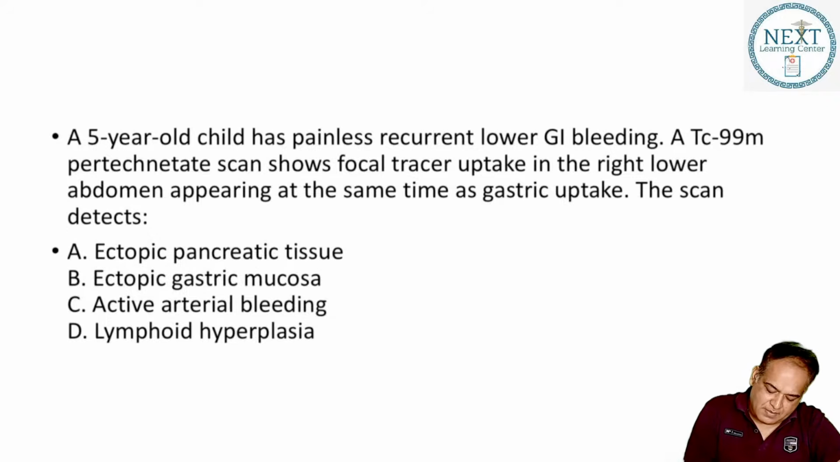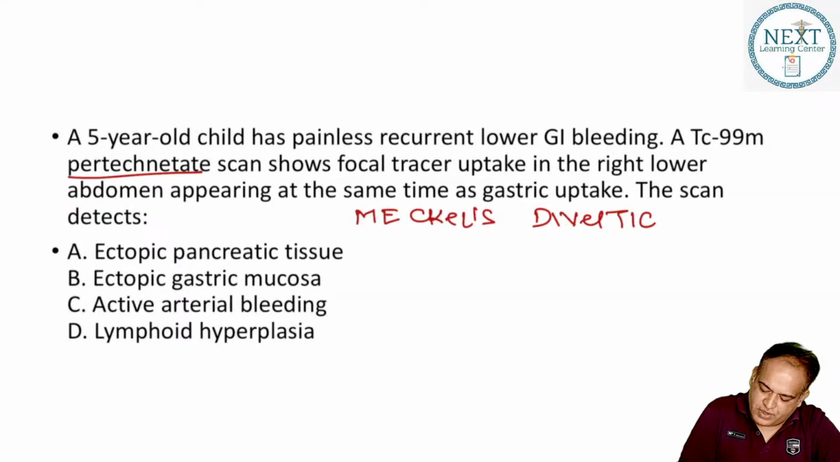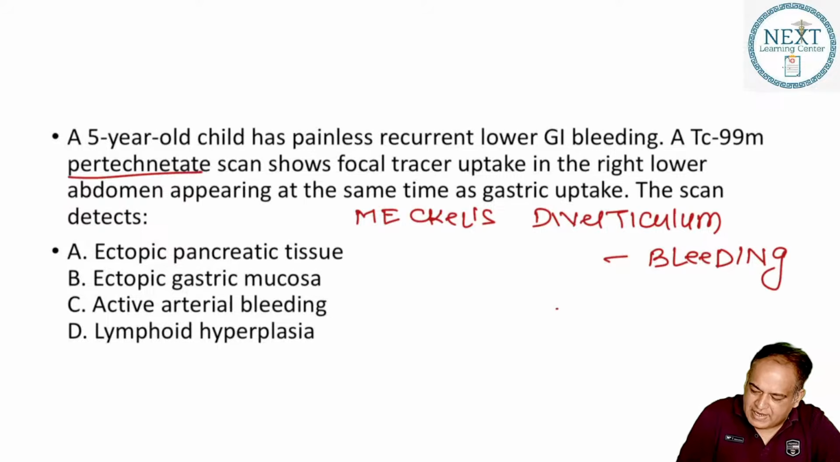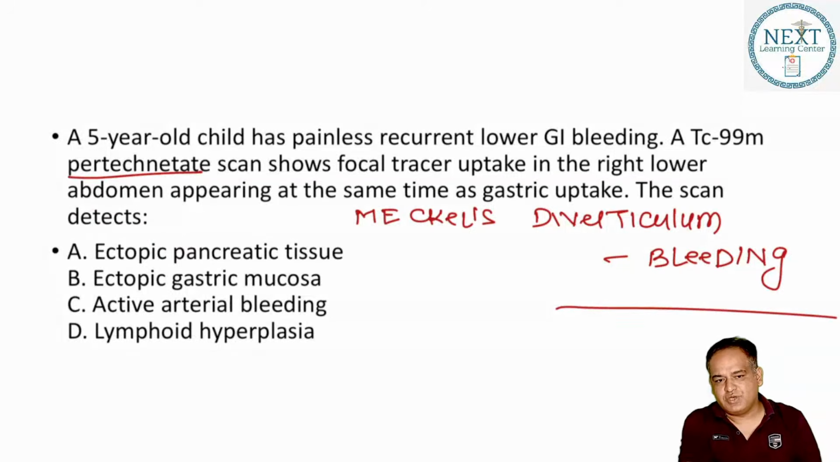A 5-year-old child has recurrent lower GI bleed. Technetium-99m pertechnetate scan shows focal tracer uptake in the right lower abdomen. That means we are looking for Meckel's diverticulum, which usually presents with bleeding in children. So what we are doing is looking for ectopic gastric mucosa.